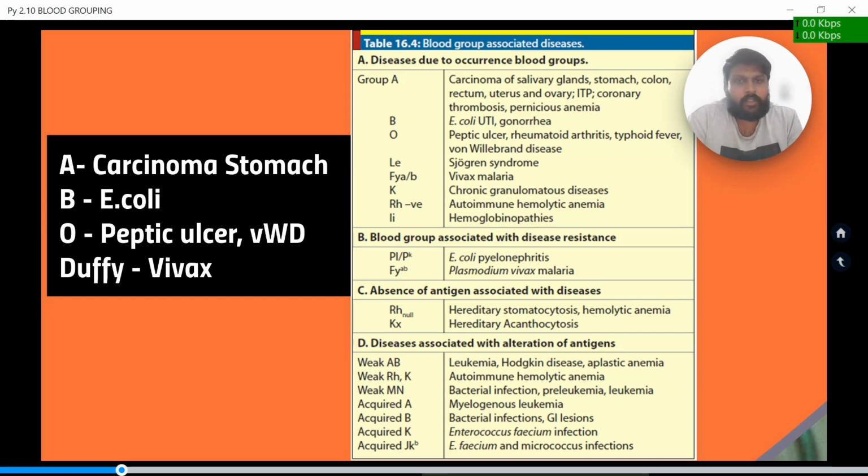And Duffy, as I told you, the Duffy antigen is more associated with Vivax malaria. Duffy has two antigens, and when both of them are present, it makes the person more susceptible to Plasmodium vivax. Similarly, other blood grouping systems will also be helpful in identifying the disease pattern, as you can see in the table which I have posted.